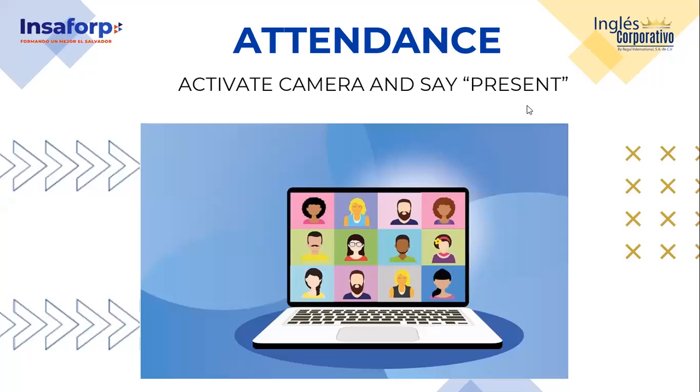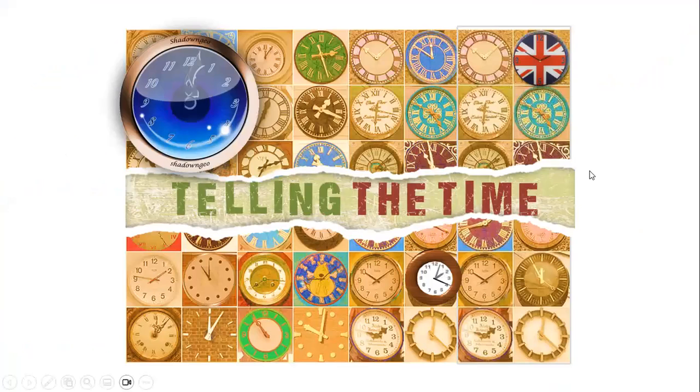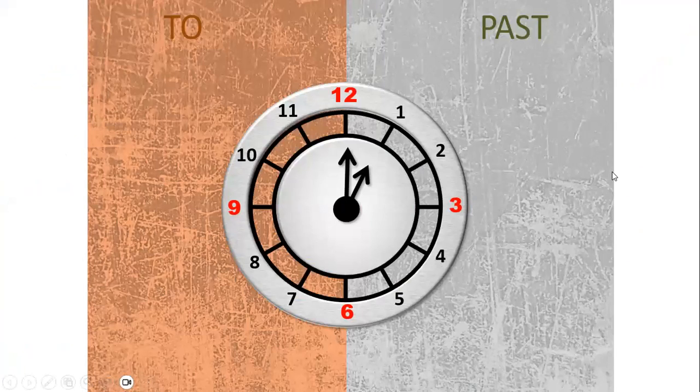Let's go with the topic for today. And as I told you, is the time, ok? Telling the time. There are two different ways to say the time, ok? We have the normal way and we have the way like Salvadorian people do it, okay? Tenemos dos maneras de decir la hora. The first one is the regular, la normal es pues la normal, ¿verdad?